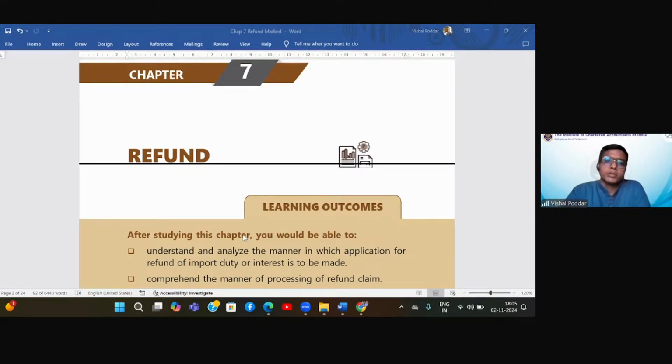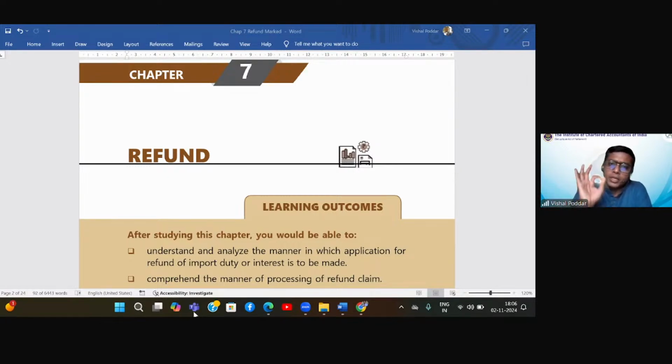And then comes the role of this topic, which is refunds. So the basic idea and purpose of refunds is to ensure that wherever, either by mistake or under protest or temporarily, any tax was paid and later on it is found to be paid in excess, it should be refunded back, because the government has no constitutional powers to retain a single rupee of extra tax paid.